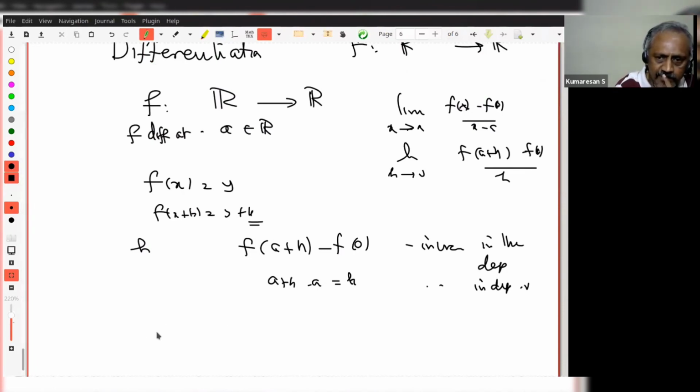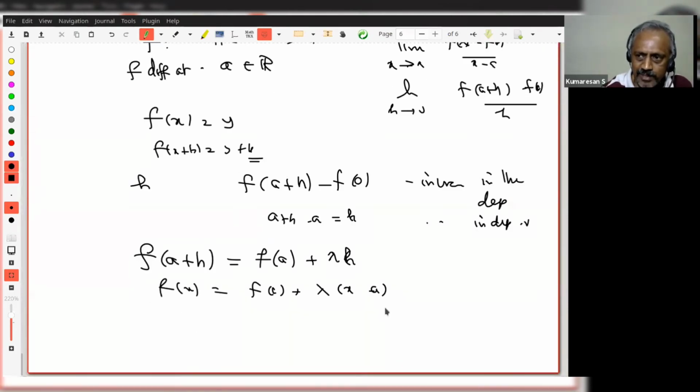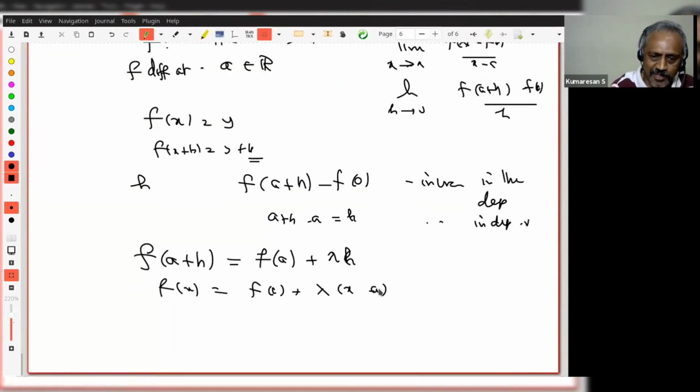Okay. Then what did we do? We said that I wanted to approximate f(a plus h) by means of a first degree polynomial in, let us say, something lambda in the increment in the independent variable, lambda times h. In terms of x, I wrote it as f(a) plus lambda times (x minus a). Do you understand this? I'm just recalling because I want you to arrive at the definition for functions from R2 to R. Let us see how many of you can get it.